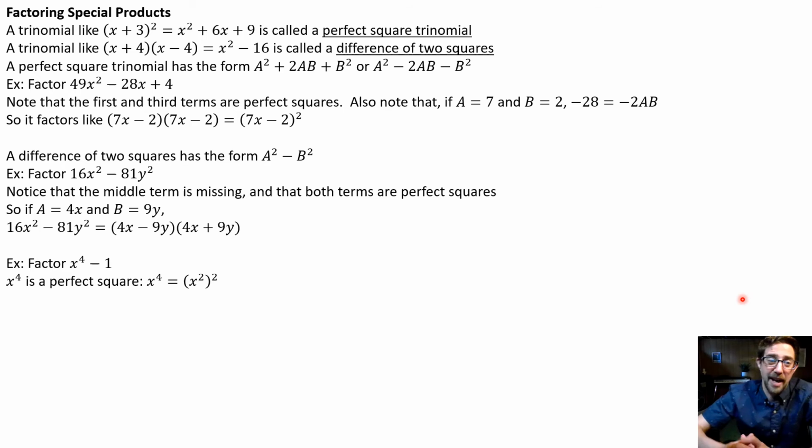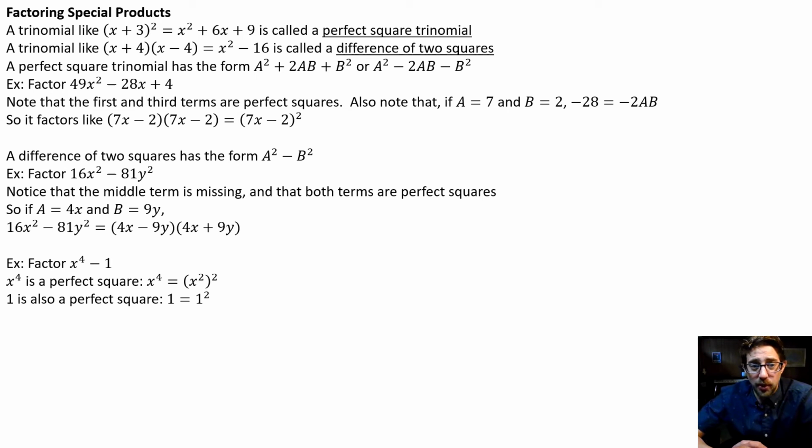Let me make that clear. X to the fourth is the square of something, because x to the fourth is x squared squared, because you multiply those exponents. So now think about it. Any even power, if it was x to the sixth or x to the 18th or whatever, would be the square of some lower power. Okay, and then 1 also is.